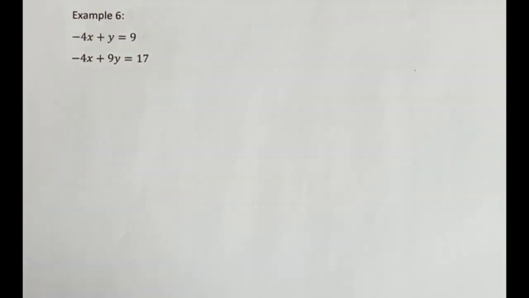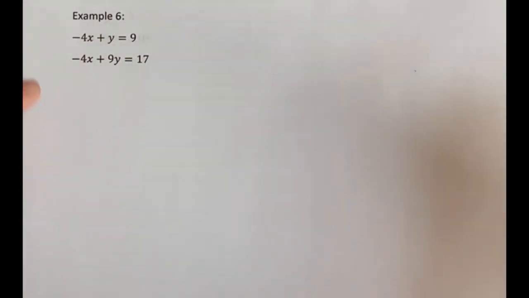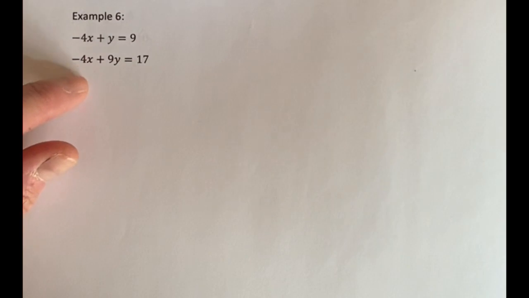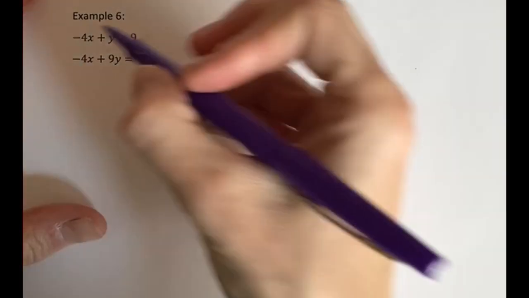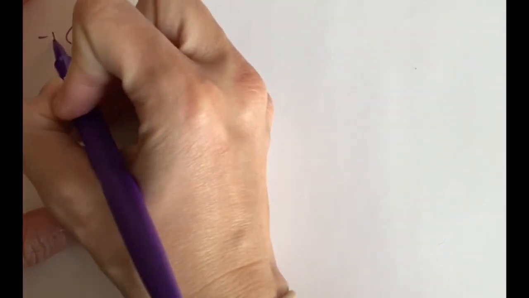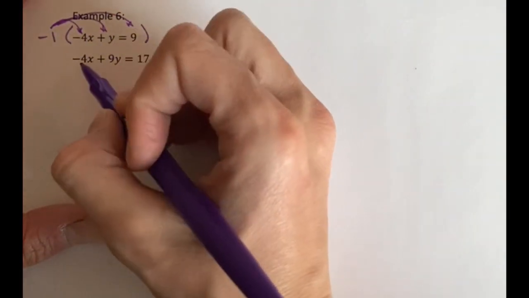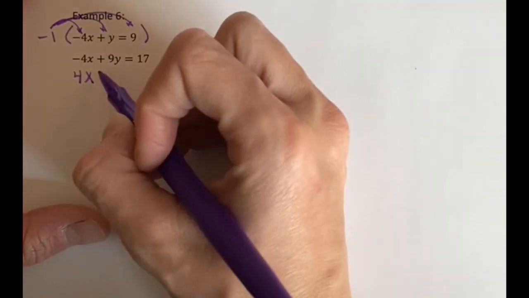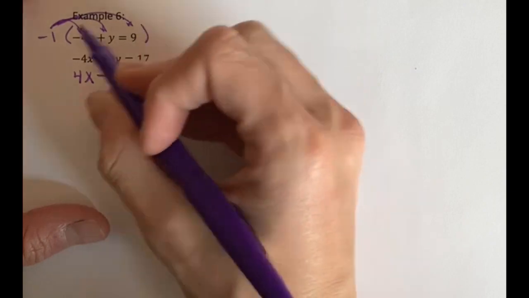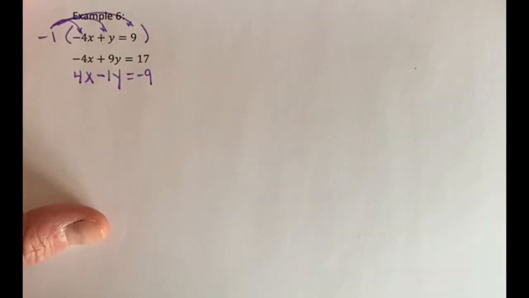Now let's look at example 6. So we notice we have them both in standard form, but here I have a negative 4 and a negative 4 as my x. So in order to make one of these a positive 4, I need to multiply by a negative 1. So I need to distribute this out. So negative 1 times negative 4 gives me a 4x. Negative 1 times y gives me a negative 1y. Negative 1 times 9 gives me a negative 9.